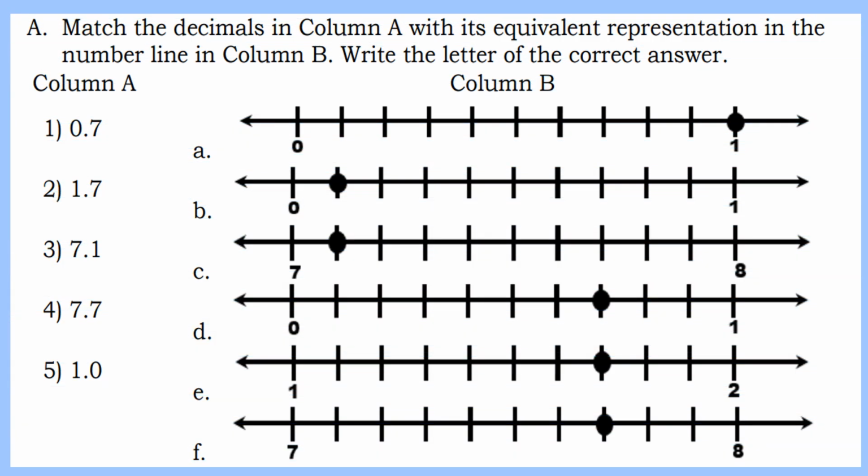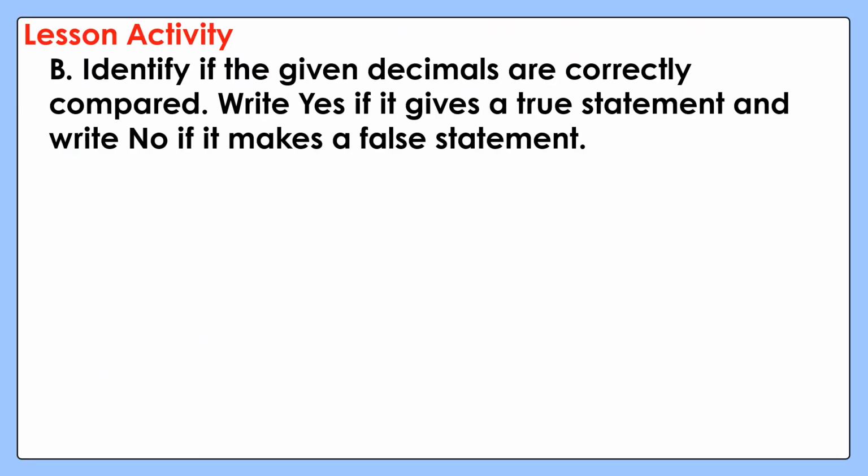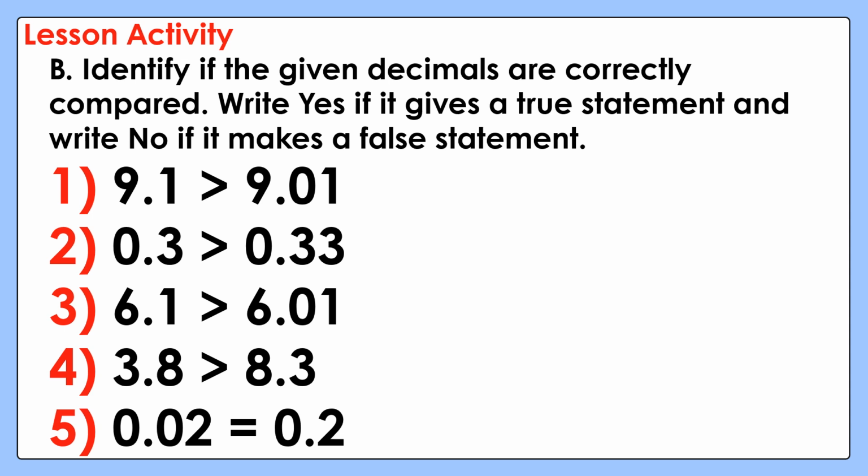Here's another activity. Match the decimals in column A with its equivalent representation in the number line in column B. Write the letter of the correct answer. Here's column A and column B. Lesson activity, identify if the given decimals are correctly compared. Write yes if it gives a true statement and write no if it makes a false statement. Here's numbers 1 to 5.